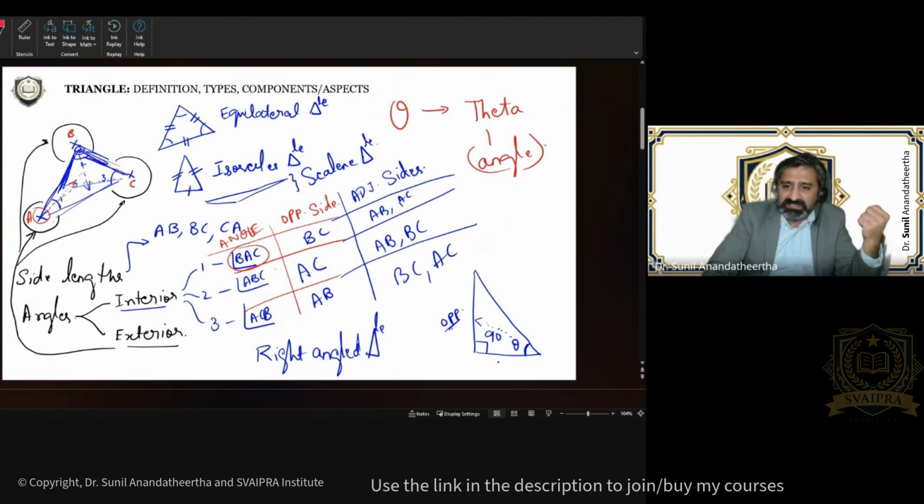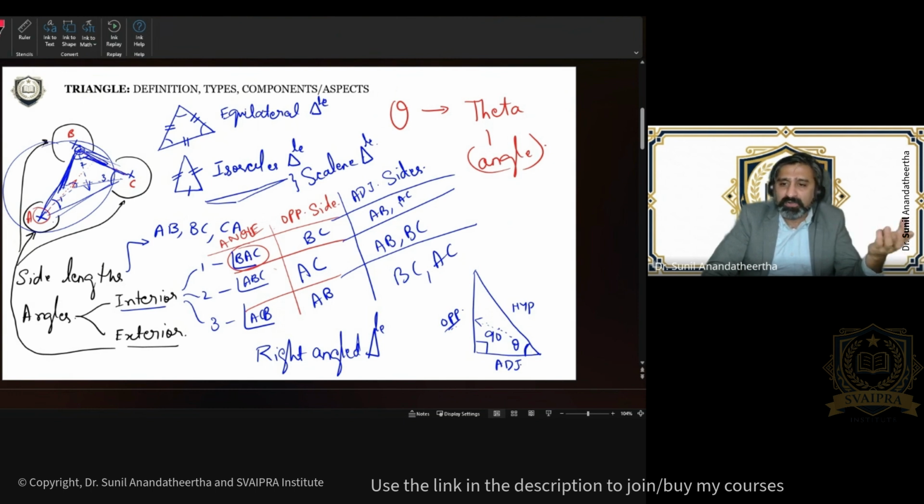The other side here is going to be the adjacent side, according to the definitions of all the other triangles that we looked at. So this is also an adjacent side. But the speciality of a right angle triangle is that we do not call it an adjacent side, but rather we call it by a different name. It is going to be the hypotenuse.